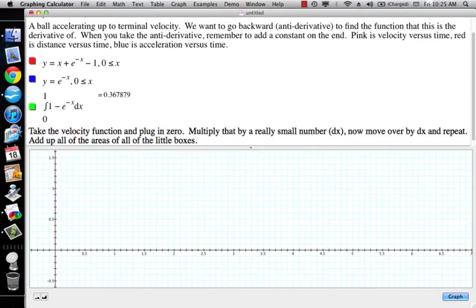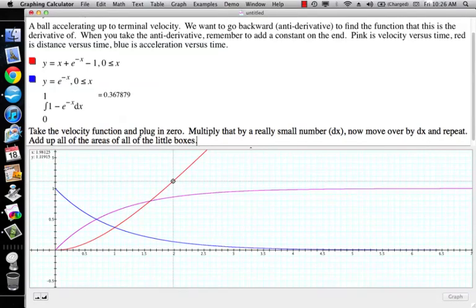Take the velocity function and plug in 0. Multiply that, so that gets me my initial velocity. Multiply that by a really small number dx. Now move over, plug dx into the velocity function, and see what you get, and multiply that by dx. Move over by dx, keep repeating until you get up to 1. Then add up the area of all those tiny little boxes. And the computer, when it does it, comes up with 0.367879.